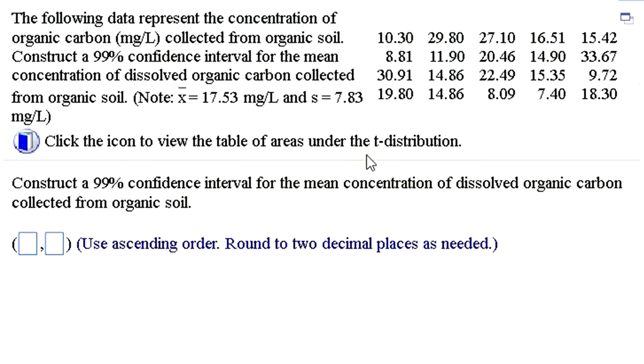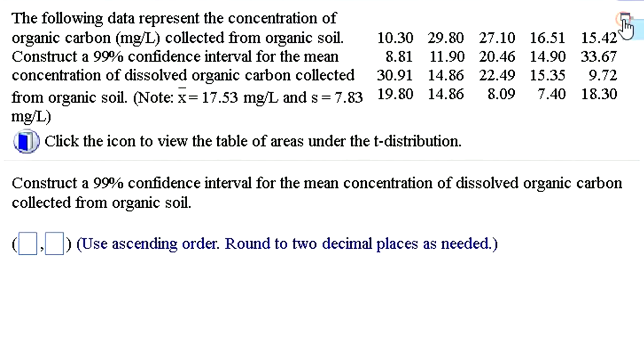Great. Now we've got, instead of giving us sample statistics, we've got actual sample data. We've got, what is this? A sample size of 20 numbers coming from soil samples. We want to create a confidence interval at a 99% confidence level on the mean concentration of dissolved organic carbon collected from organic soil.